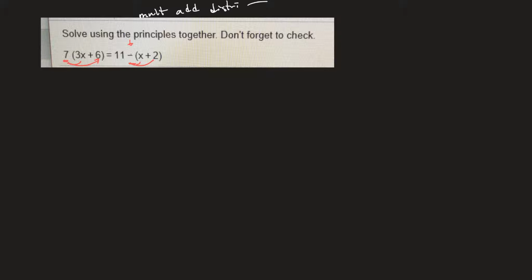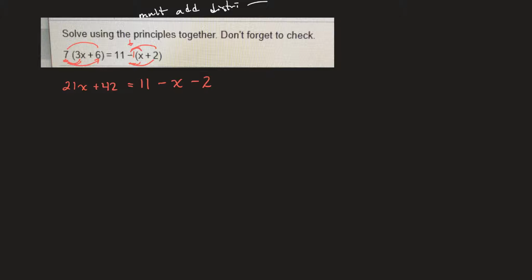So I'm going to multiply the 7 by 3x, so that would be 21x. The 7 by the 6, that would be a positive 42, equals 11. I don't do anything with that yet. But now I have to apply this minus to the x, so that would be a minus x. You can think of it as being a minus 1 times x if you want. And then a minus 1 times 2 would be a negative 2.